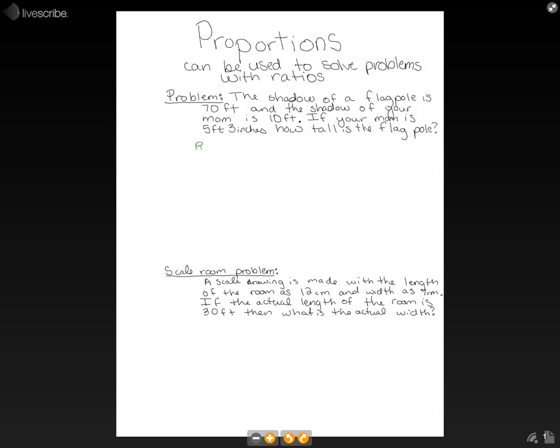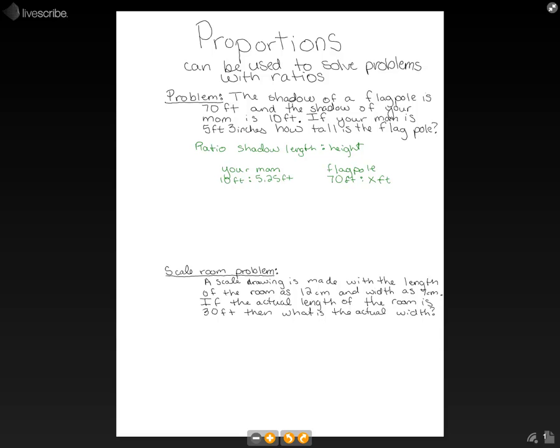So we can make a ratio that is essentially just the shadow length to height ratio. So if we think about this ratio for your mom, that's going to be 10 feet to 5.25 feet. For the flagpole, that's going to be 70 feet to some unknown x feet. We want to find out what x is equal to.